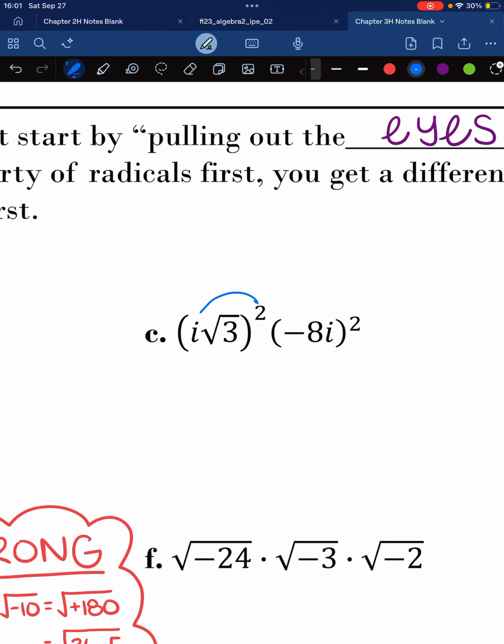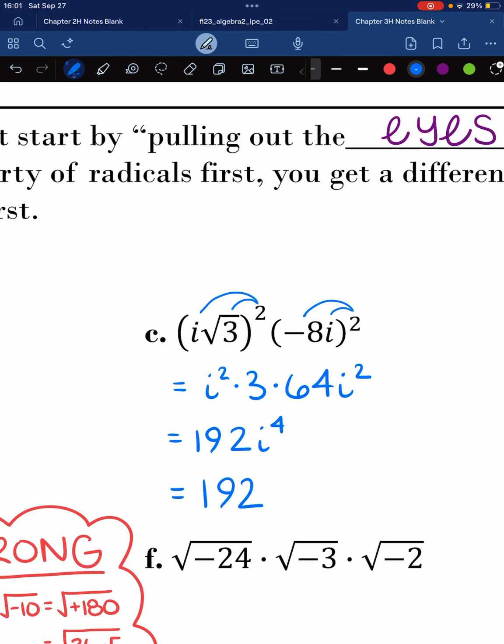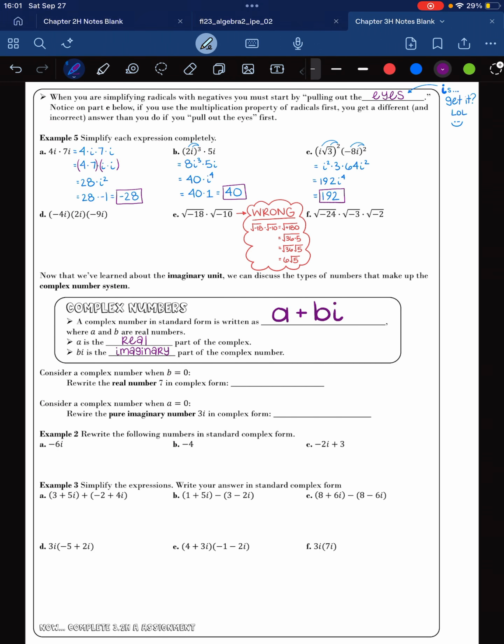Okay. Again, I and square root of 3 are in parentheses, so I'm going to go ahead and distribute the exponent to everything in there. End up with I squared times 3. Negative times a negative is a positive. Okay, 3 times 64 is going to be 192. I to the fourth, I know that I to the fourth just equals 1. That's the identity property of multiplication, so I know the answer is just positive 192.